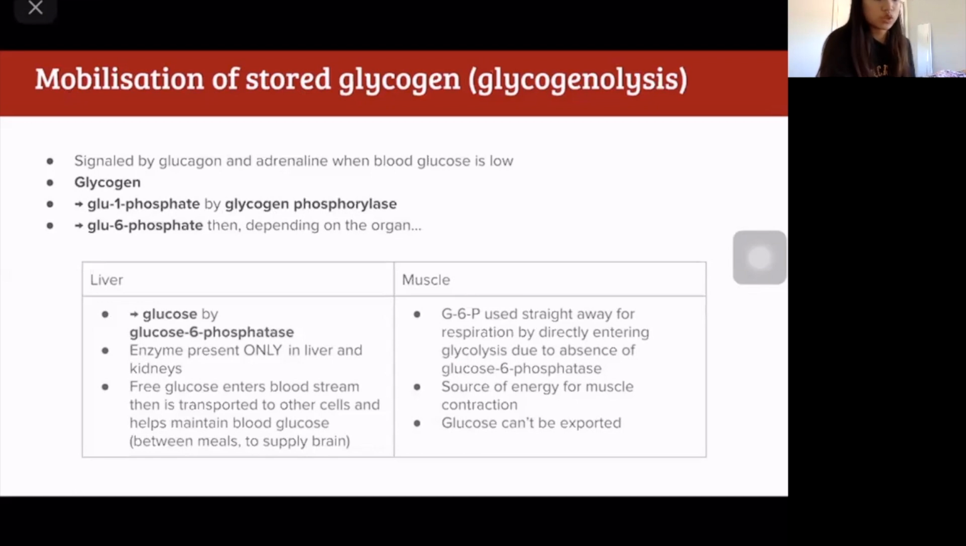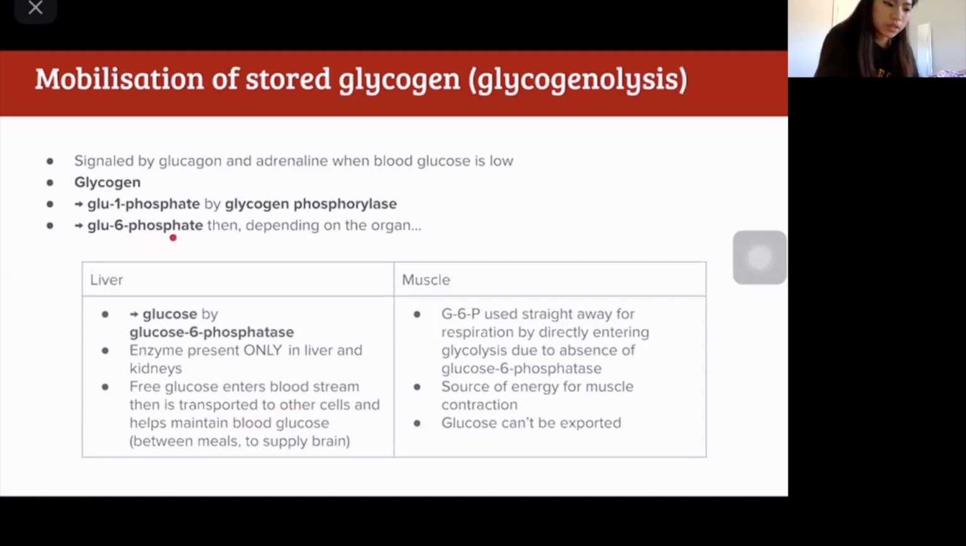It depends on which organ this is happening in. If this is in your liver, this G6P is going to be further broken down into glucose by an enzyme called glucose-6-phosphatase. This enzyme is only in the liver and in the kidneys. Since G6P is converted to free glucose, it can be transported anywhere in the body through your bloodstream, for example, to supply the brain. On the other hand, in the muscle, the G6P that's converted from glycogen is used right away.